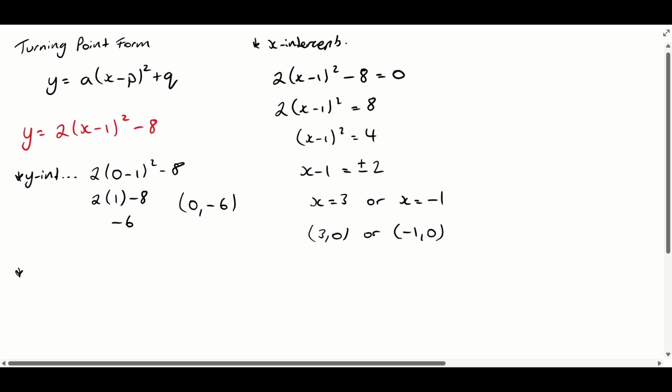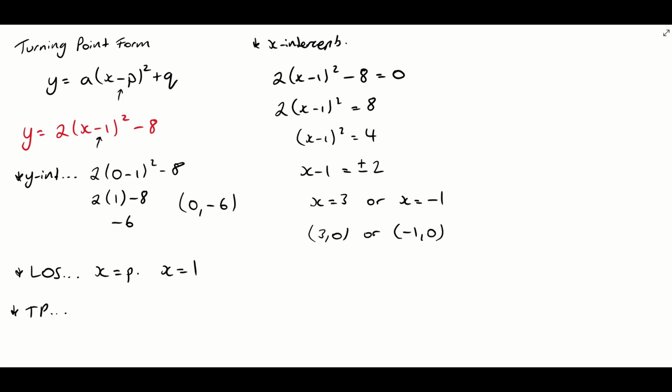Now, this is kind of where the magic happens for the turning point form. So our line of symmetry is x equals whatever our p value is. So see how it says x minus p? So because we've got x minus 1 here, our p value is just 1. So x equals 1 is our line of symmetry, which means our turning point, we could put x into this equation, but what we actually end up with is just our q value.